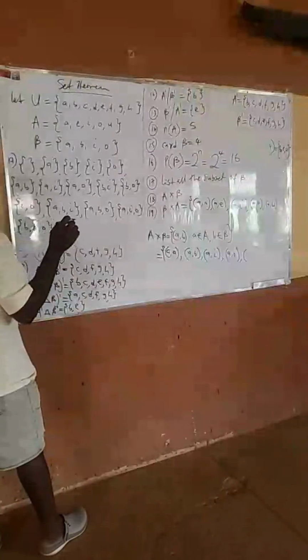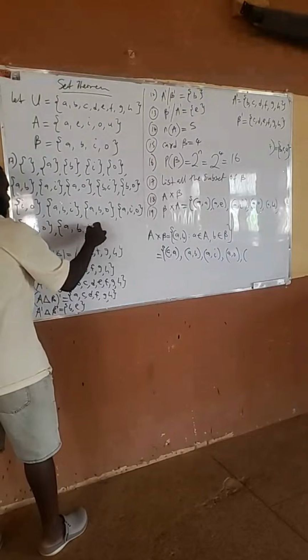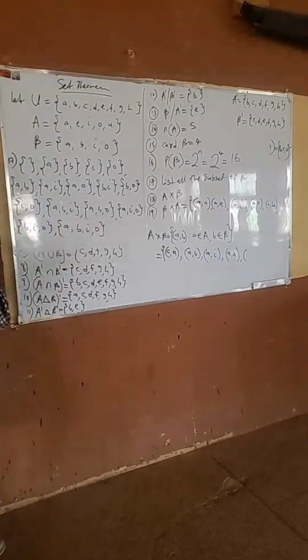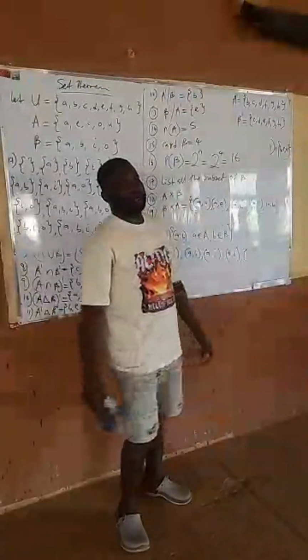We now go to fours. And the only set of four here is A, B, I, and O. We are done. They are 16 in number. And they must be 16. According to my formula, you will see that they are 16 in number.